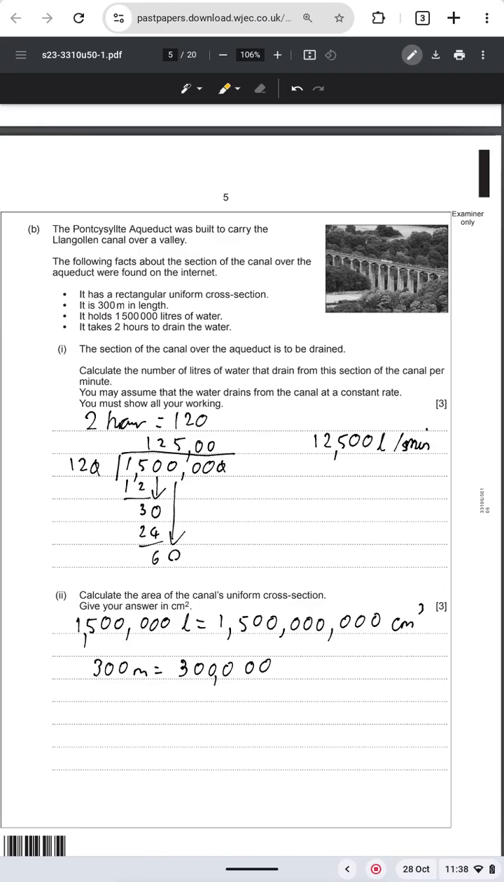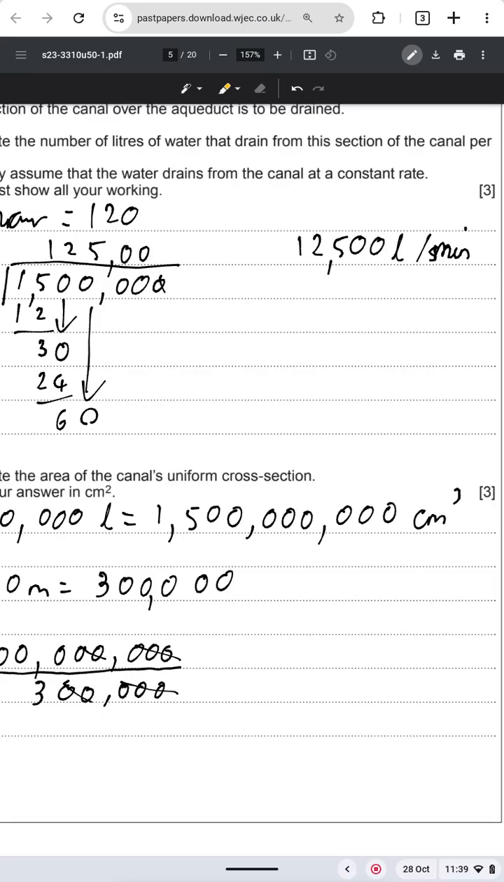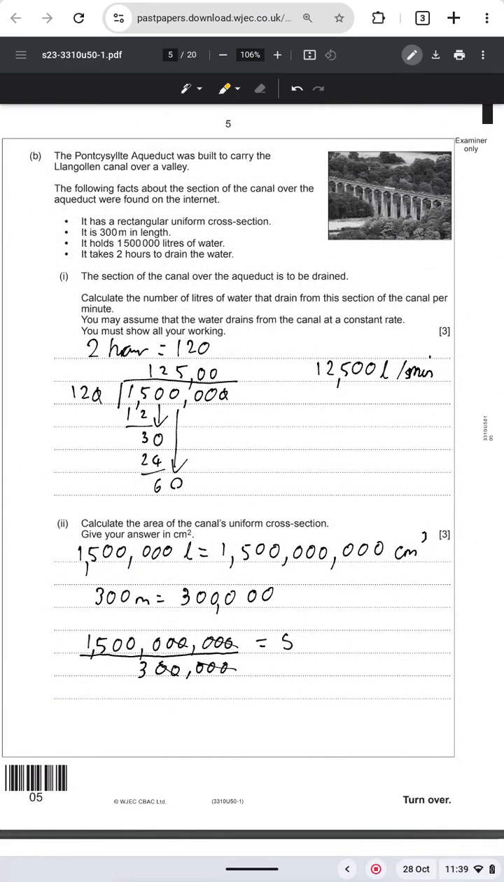So we have 300,000, and now we're going to divide the top number by 300,000, so we can cancel those zeros there. So we end up with 15,000 divided by 3, which is equal to 5,000 centimetres squared.